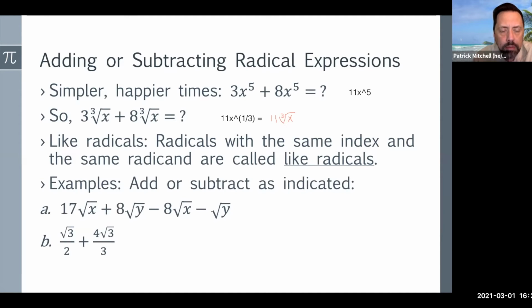All right, so for our first batch of examples, we're going to do these two problems. 17 square root of x plus 8 square root of y minus 8 square root of x minus square root of y. And then we'll look at this second one, which is square root of 3 over 2 plus 4 square root of 3 over 3. Hang on, I'm having trouble finding my mouse again.